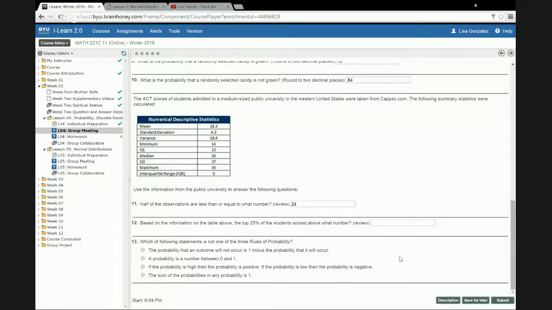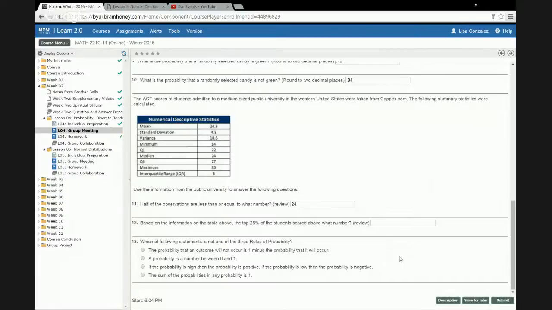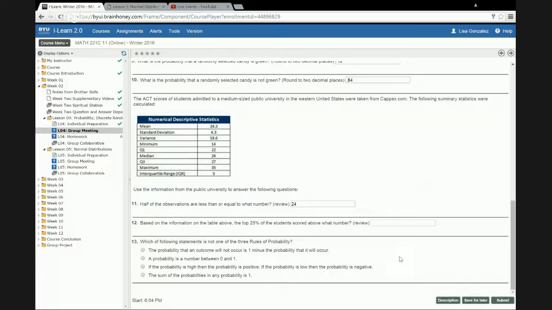So, okay. 12. Based on the information on the table above, the top 25% of the students scored above what number? And that would be Q1. Yeah, the first quartile, right? Yes. So 22? That's the way I'm reading it. Oh, wait a minute.